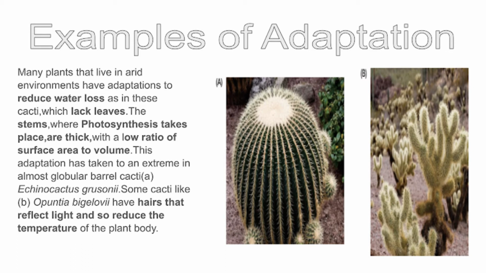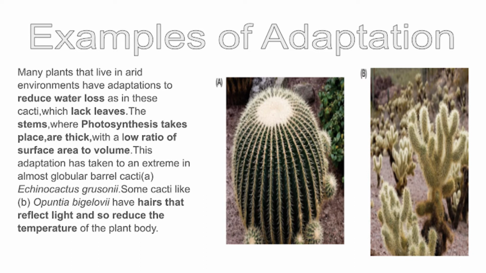Many plants in the arid environment have adaptations to reduce their water loss, as in these cacti, which lack leaves. The stems where photosynthesis takes place are thick, and they have made this situation in a way so that they can reduce their ratio of surface area to volume. In the first picture, we can see Echinocactus grusoni has become a globular barrel cactus in order to adapt itself. The barrel shape is due to the decrease in the surface area by volume, which reduces the water loss.